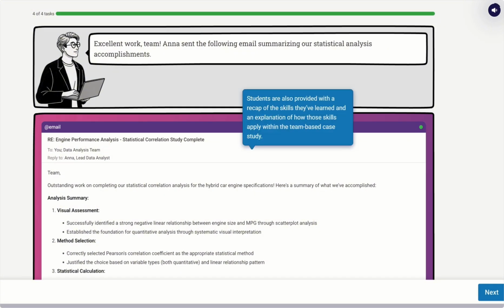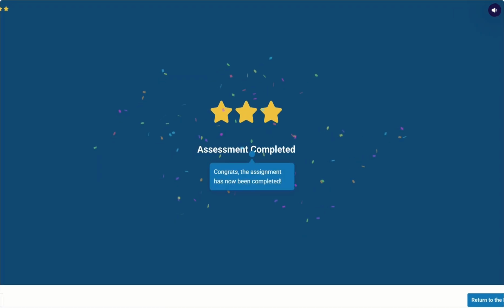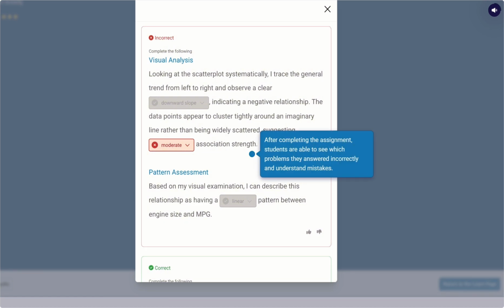Students are also provided with a recap of the skills they've learned and an explanation of how those skills apply within the team-based case study. Congrats! The assignment has now been completed. After completing the assignment, students are able to see which problems they answered incorrectly and understand mistakes.